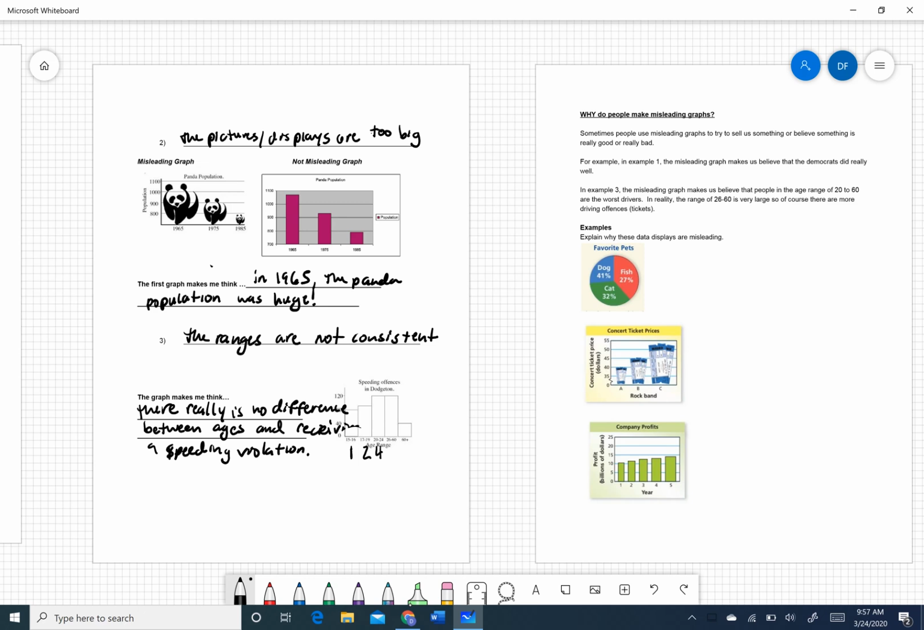All right, so in this first example, I have a circle graph, and dogs make up 41% of favorite pets, 32% is cats, but then 27% is fish. I'm sure you could look at this and tell right off the bat that this is misleading, because fish is the lowest percent, yet it's the biggest piece of the pie.